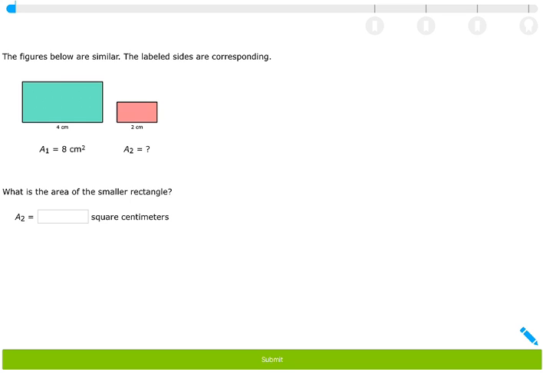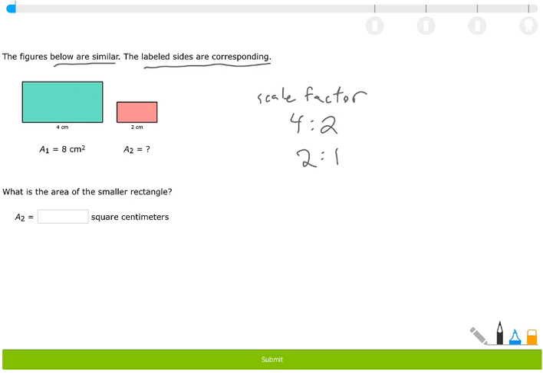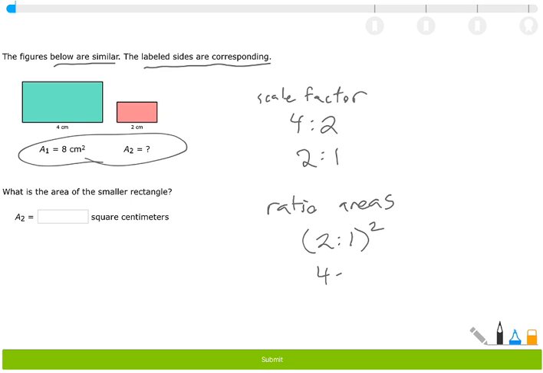Okay, so here we are on area and perimeter of similar figures. The figures below are similar and the labeled sides are corresponding. So we know that the scale factor, the ratio of the corresponding sides, is 4 to 2. I always go left to right. So reducing that, we get 2 to 1. Now it's asking for area, so I'm going to have to say the ratio of the areas is 2 to 1 squared, or 4 to 1.